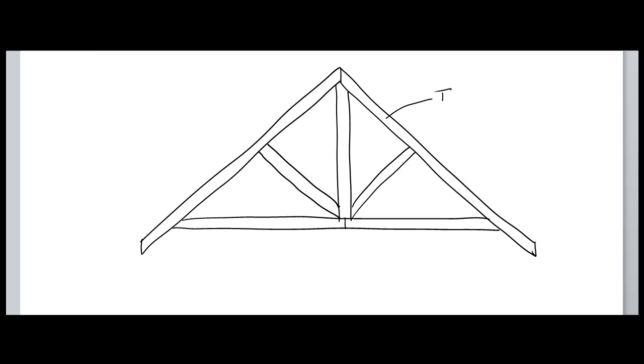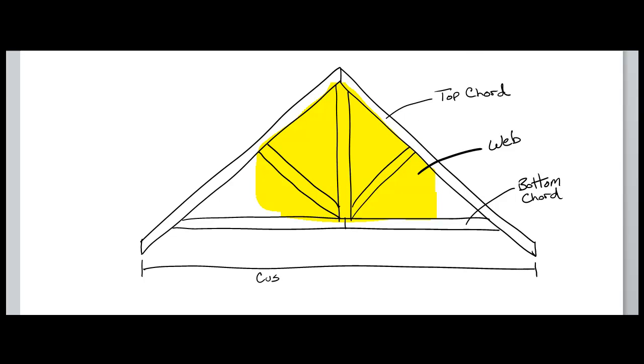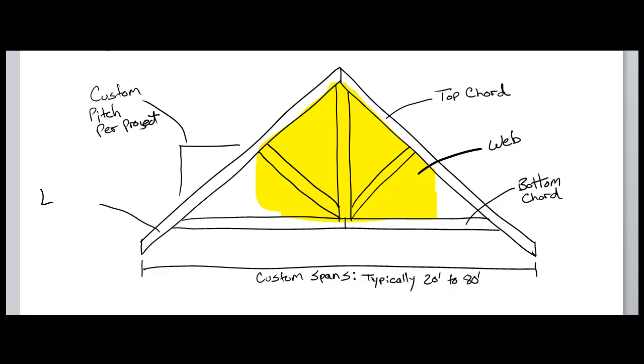All trusses will incorporate a top chord, a bottom chord, and a web. Now, while the parts of the web will vary from one design to another, they will all have a web, as it is inherent to the truss's structural integrity. In other words, what I'm trying to say is, without the web, the truss would just fall apart.